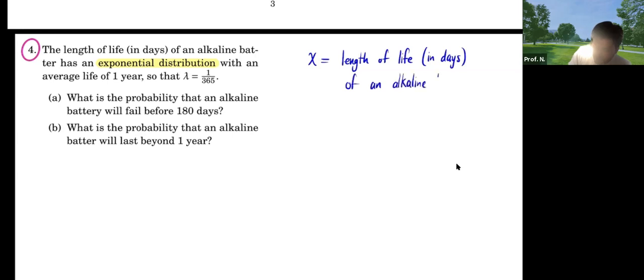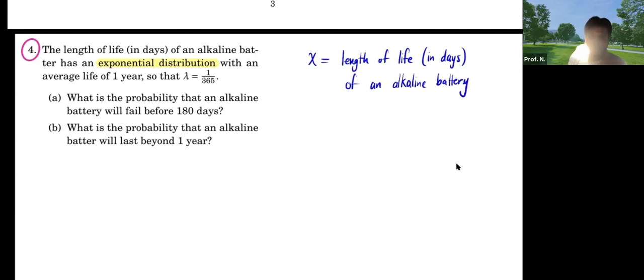Again, this idea of exponential is very important. We have to understand what kind of random variable we're dealing with. So we're dealing with an exponential with an average life of 1 year, so lambda is 1 over 365. So the length of life is defined by, let's just write this: X is the length of life in days of an alkaline battery.